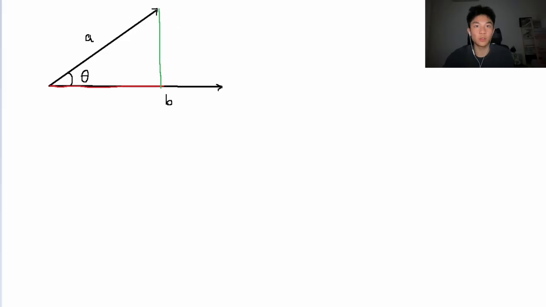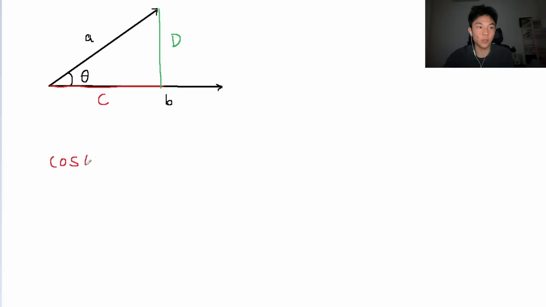So I'm going to label these two lines. The red will be C, and the green will be D. Do note that C and D are both distances, and they're not vectors. Now we can write our trig ratios.